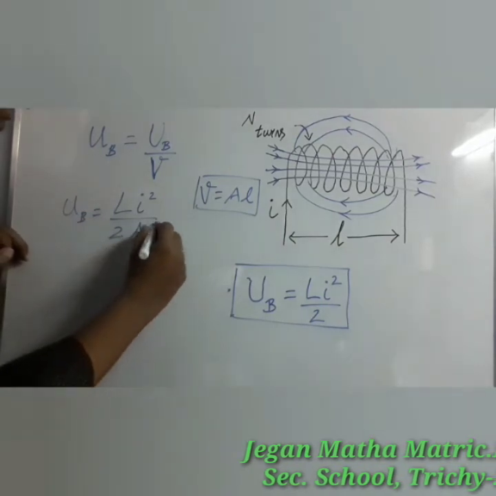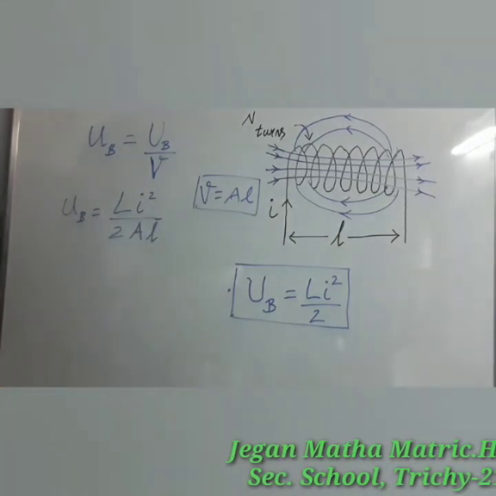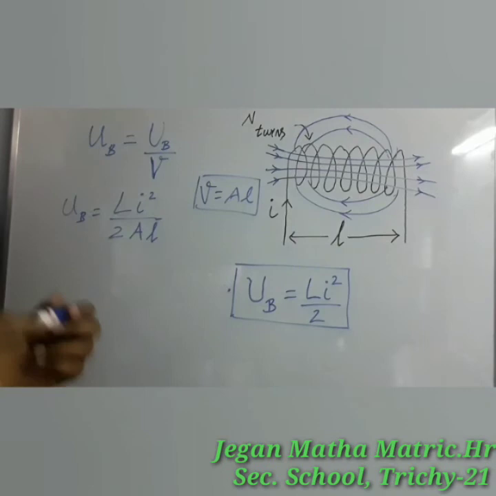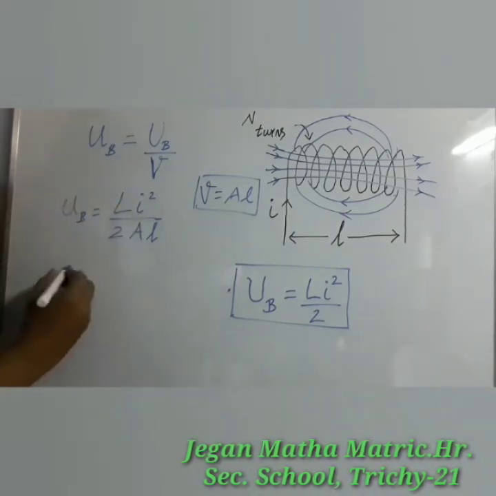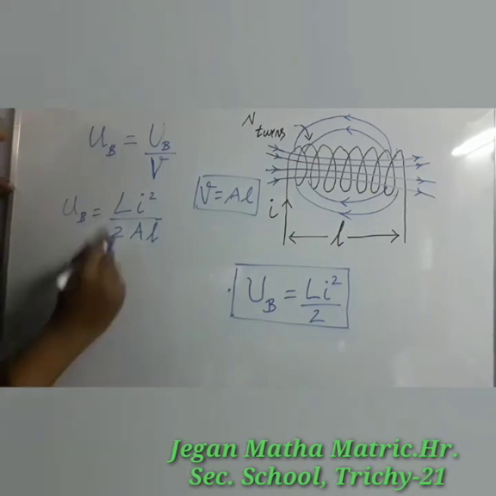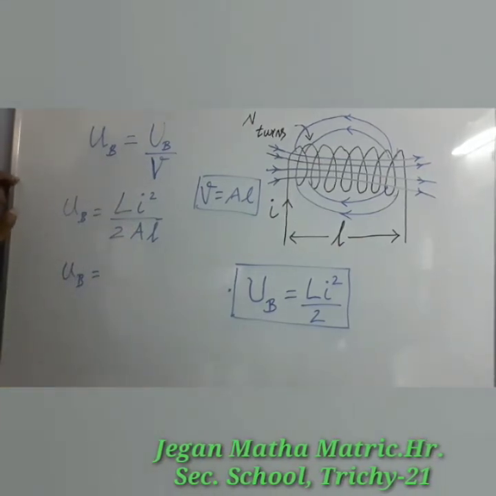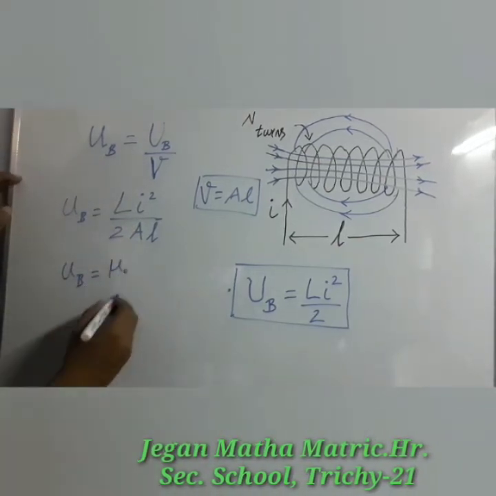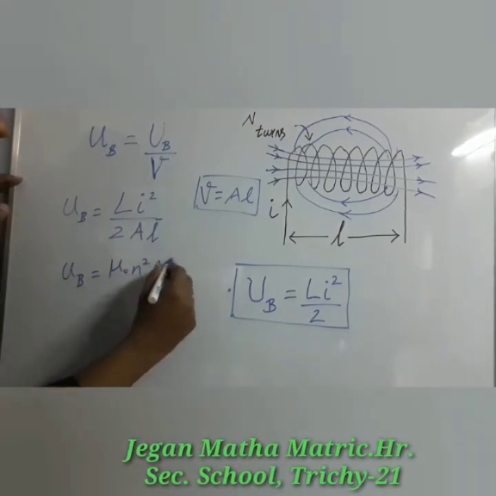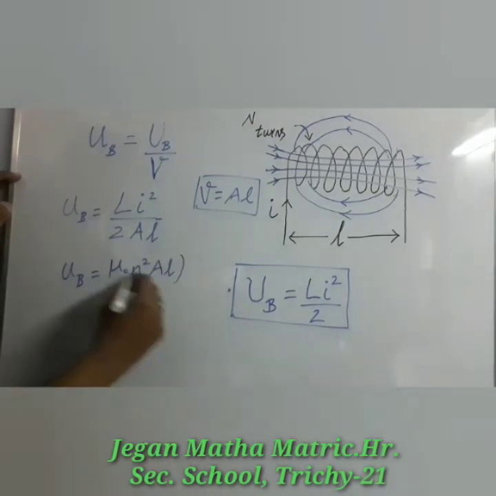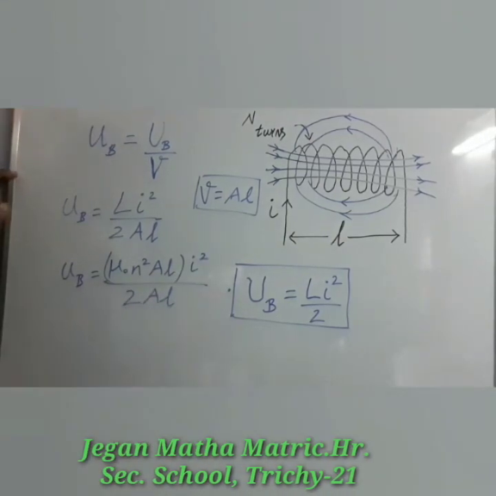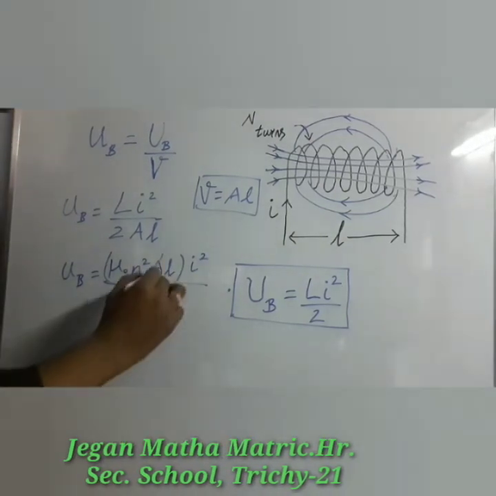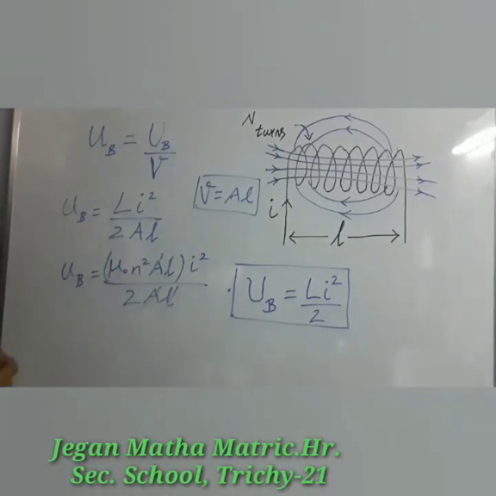That is L. We have already found the expression for the self-inductance, which can be substituted here. So U_B is equal to, the expression for the self-inductance is mu naught N square A L, I square by 2 A L. Here the area and the length can be cancelled. So what is the remaining thing?